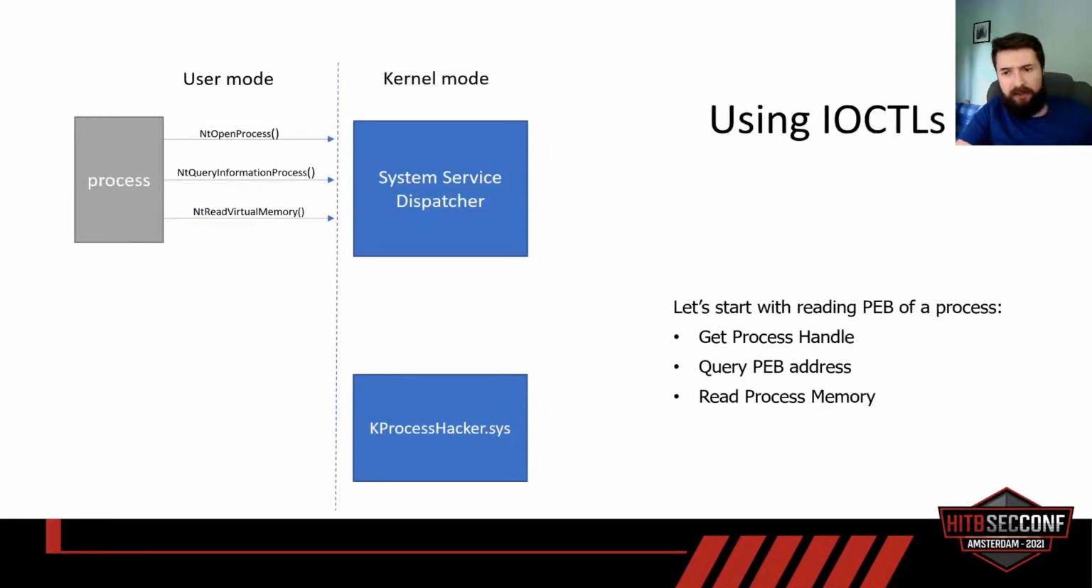For the first implementation, we will see how we can read the process environment block of a remote process by using the Process Hacker driver. Normally, reading the PEB consists of 3 steps: opening a process handle using NtOpenProcess, querying the PEB address with NtQueryInformationProcess, and reading the memory using NtReadVirtualMemory. These API calls are dispatched in the system service dispatcher, and after execution, it returns proper information to user mode processes.